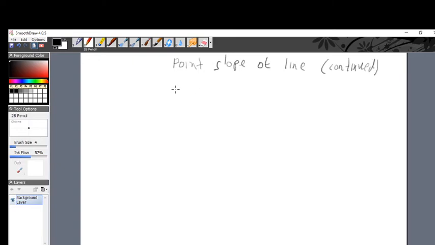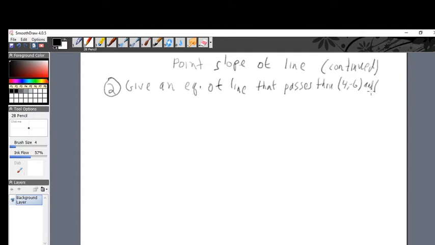Okay, so problem number 2. Give an equation of a line that passes through (4, -6) and (-1, 2).